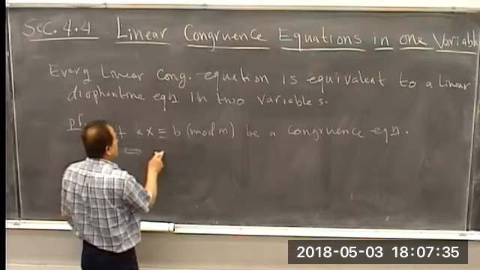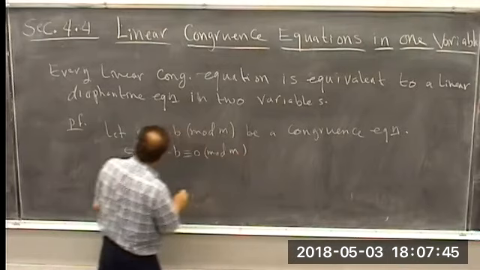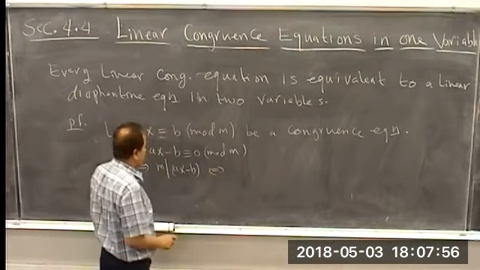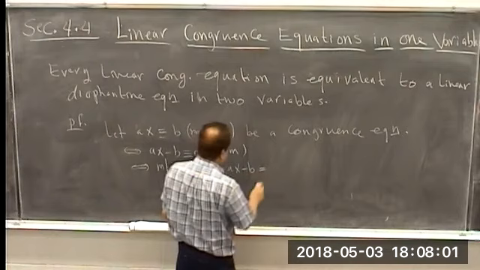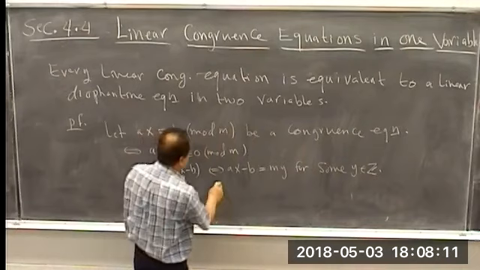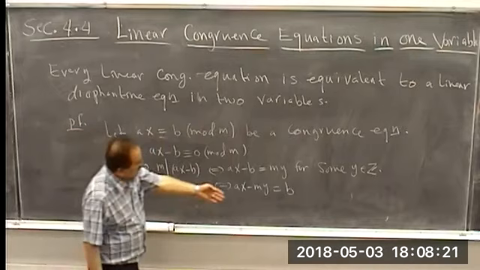So this is equivalent to saying that AX minus B is congruent to 0 mod M, because we could subtract. And this is equivalent to saying that M divides AX minus B. And this is equivalent to saying that AX minus B is equal to MY for some Y in Z. And we would write this as AX minus MY is equal to B. So this is the Diophantine equation that I'm going to show is equivalent to this.